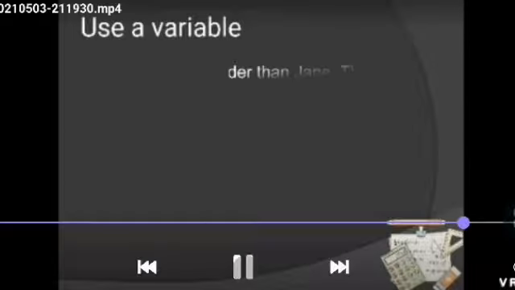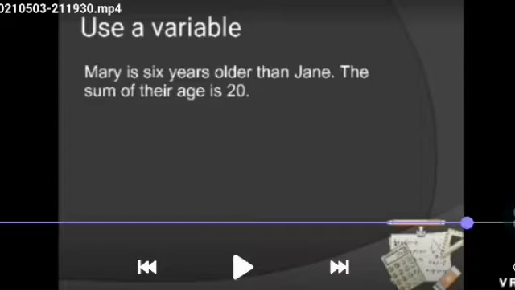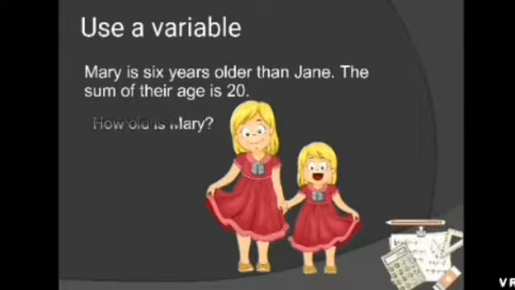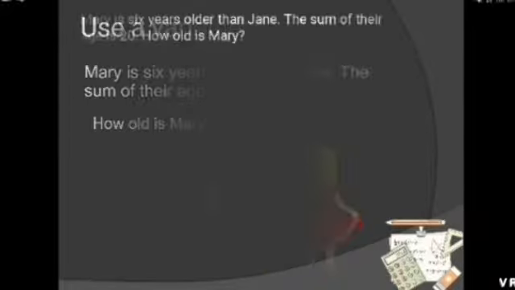We will now have the last problem-solving strategy, which is the use of a variable. So Mary is 6 years older than Jane. The sum of their ages is 20. How old is Mary?